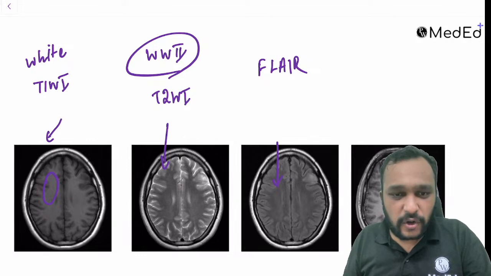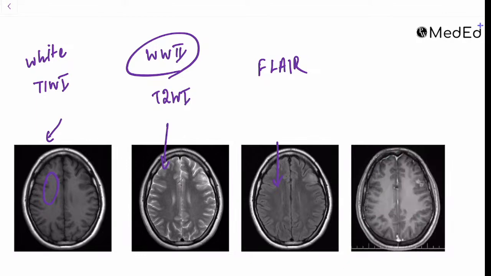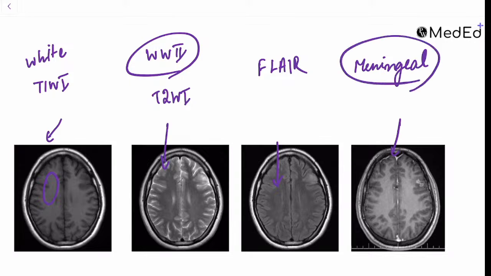And if I talk about post contrast images, in the post contrast images you will see that subtle leptomeningeal enhancement can be seen. And if there is any lesion within the brain, that is also going to show post contrast enhancement, right?